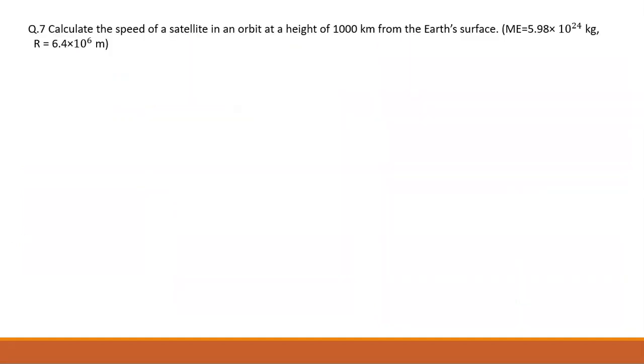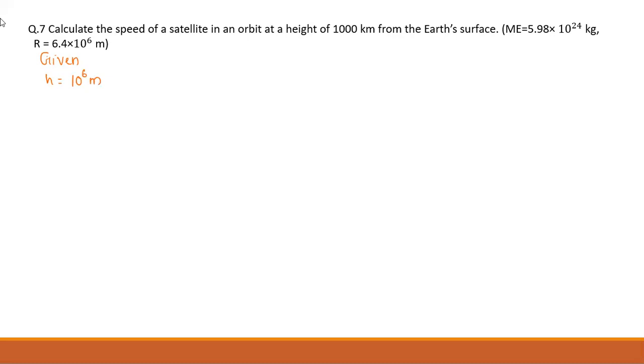Calculate the speed of satellite in an orbit at a height of 1000 km from the Earth's surface. We want to find out the speed of the satellite. Given that, height is 1000 km. 1 kilometer is 1000 meters, so we can write this as 10 raised to 6 meter.